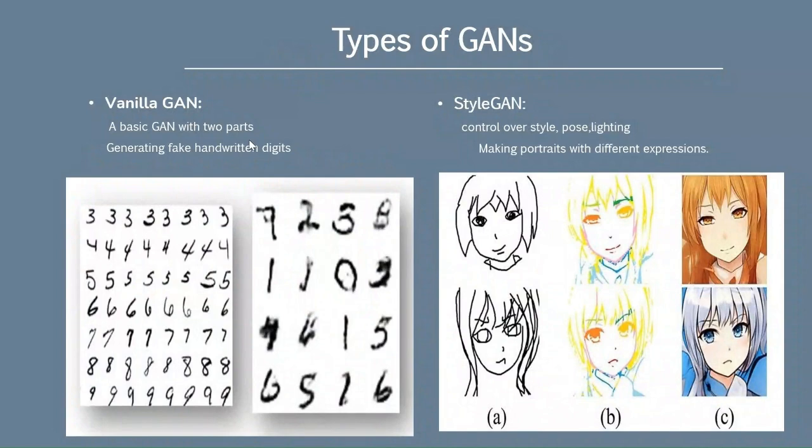Style GAN. It creates high quality images with control over things like style, pose, and lighting by turning random noise into detailed features. The first picture shows a progression from a simple sketch to a more detailed stylized portrait and finally to a photorealistic anime style portrait.